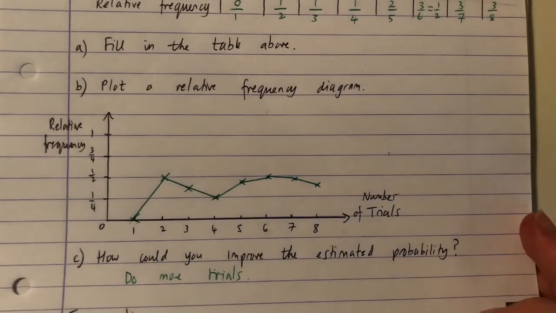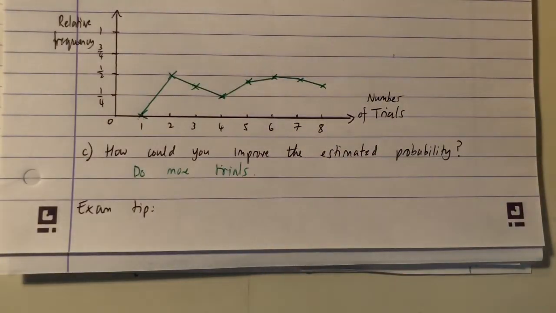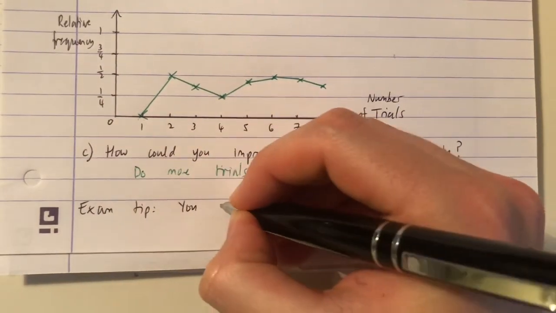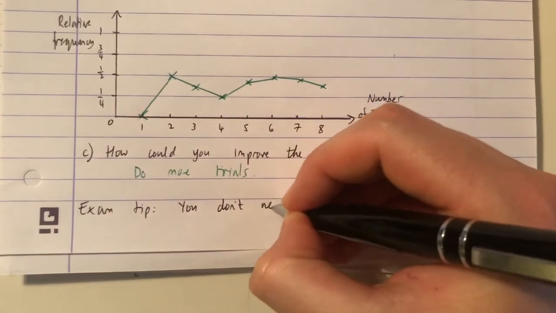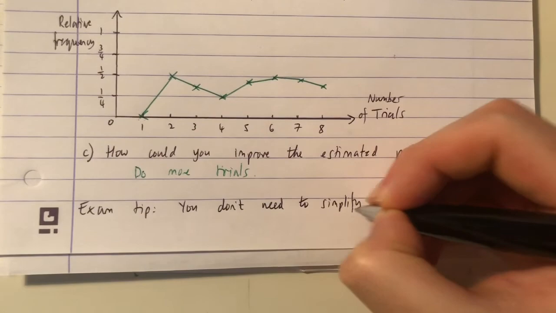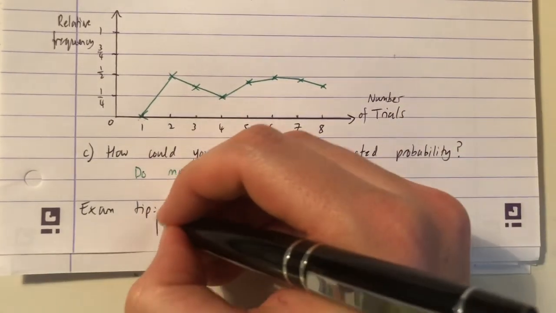So my exam tip for you for this is, for probability, you don't need to simplify fractions for probabilities.